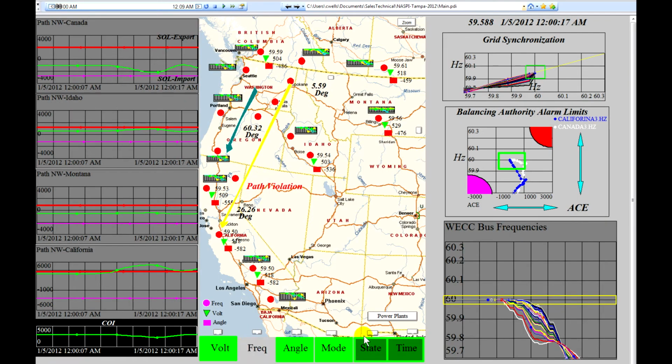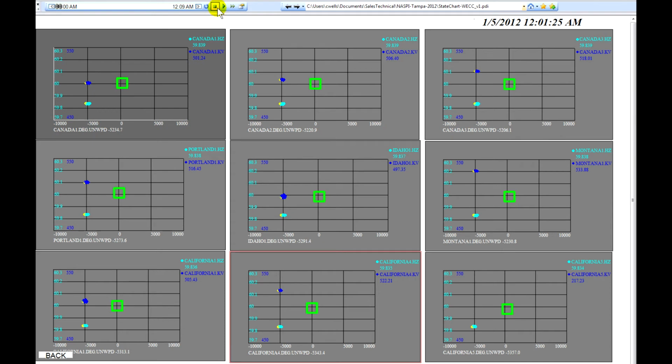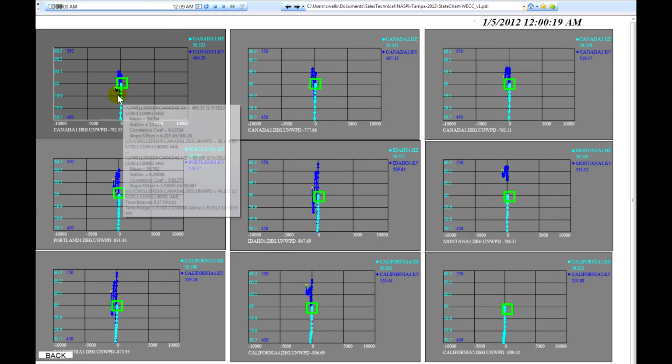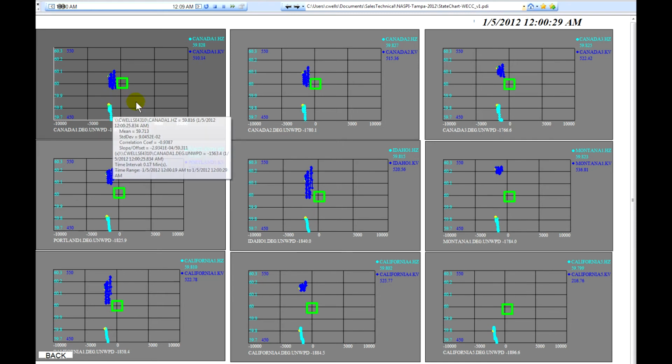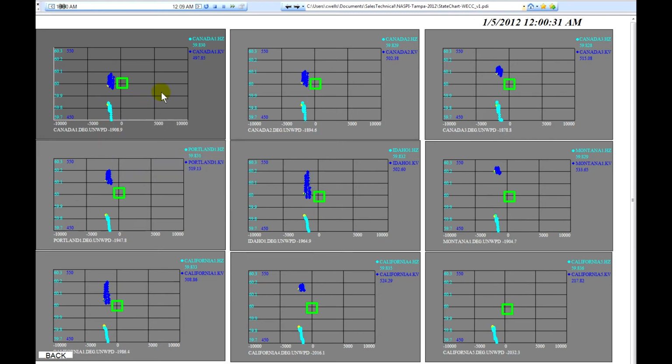We'll go back now and take a look at the states of the system. And the states of the system are shown on these charts. There are 9 state charts showing. These each contain angle at the bus, the frequency, and the voltage at the bus. For the system to be in a good state, the little yellow dots must be inside the green box. And you'll see this is not the case. We have the voltages outside and the angles far outside the box. And this is true throughout the entire WECC.